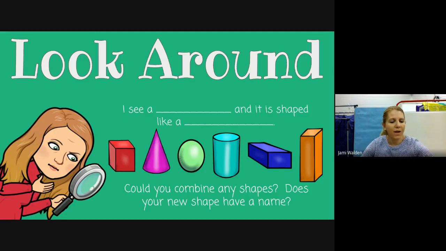Now, I thought about, as I was looking, a marker is kind of like a combination shape, like a composite shape. We have a cylinder body here, and then on top is kind of like a cone. Why would I say the top of a marker is like a cone? It has a flat circular base, and it comes to a point. So a marker kind of reminds you of a composite shape, a cylinder and a cone put together.